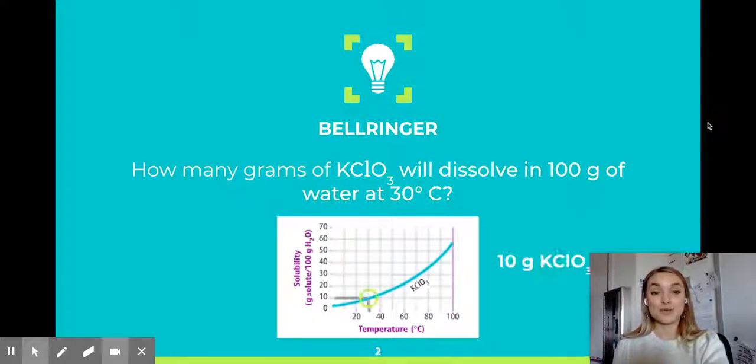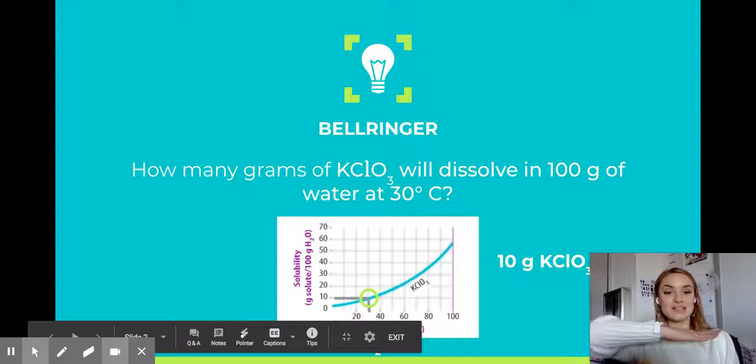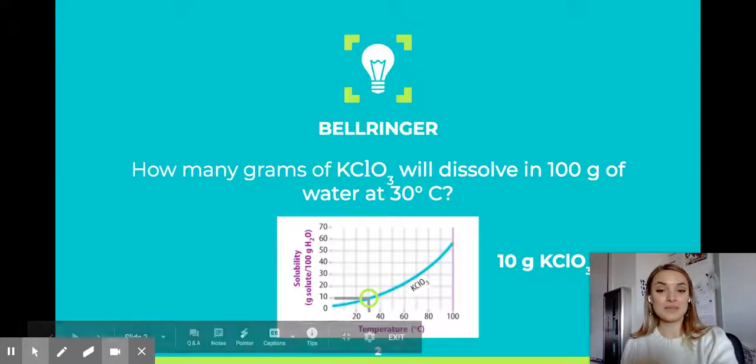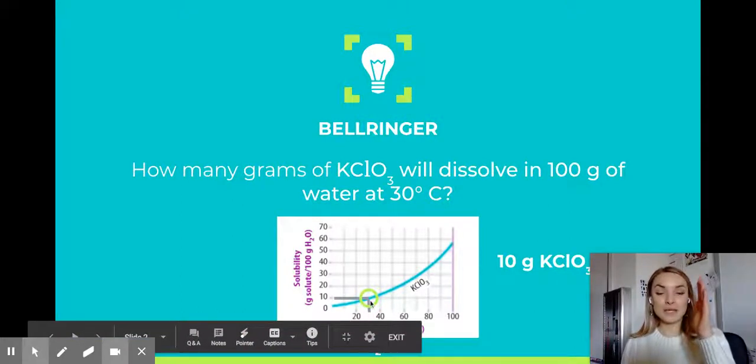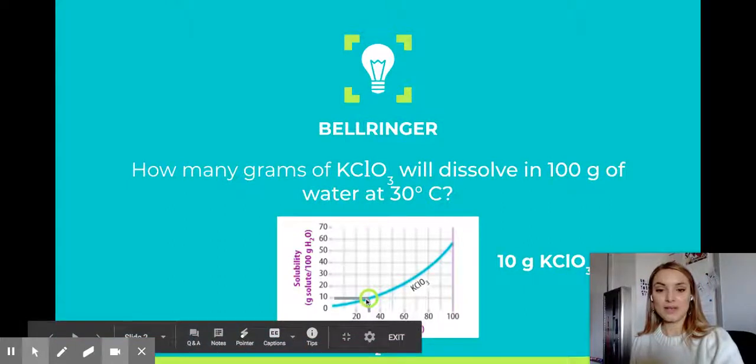The point that you should be focusing on is right here. We know that we're looking for a temperature of 30 degrees. So we need to first locate our temperature on our x-axis. The x-axis in this case tells us temperature. So we find 30 degrees, and then we go up to see where that meets our solubility curve. And this is the point right there where they meet.